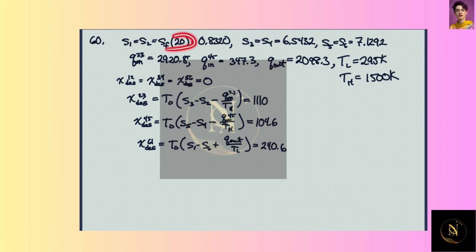So let's see here. Again, we have our low pressure side at 20 kilopascals, so we can get the entropy at the inlet and the exit of the pump, which is isentropic. And then we can go back and get the entropy at the inlet and the exit of the turbine, which is also isentropic.